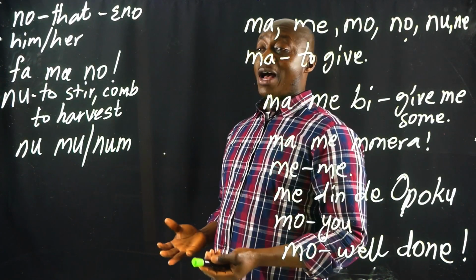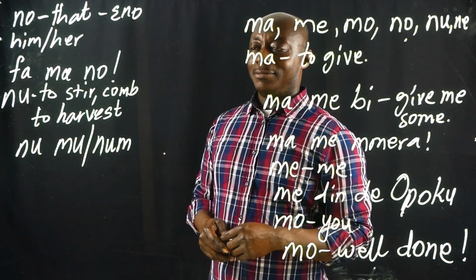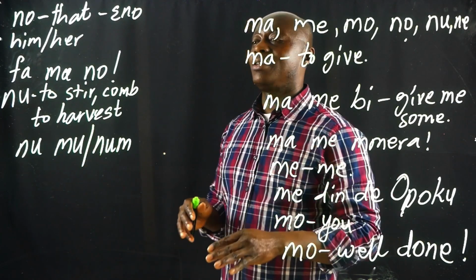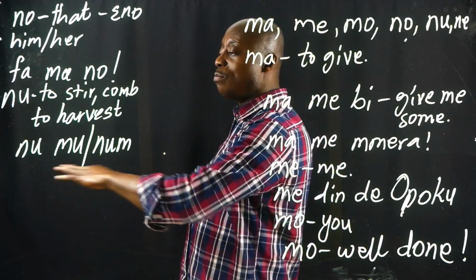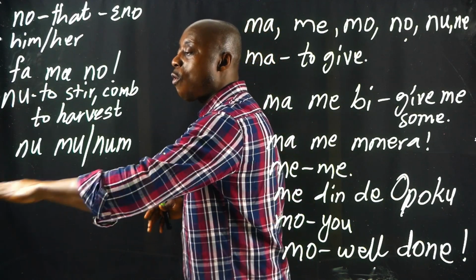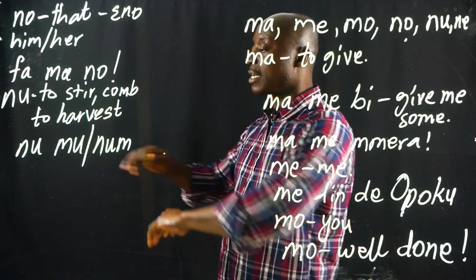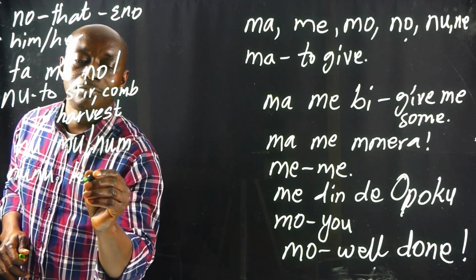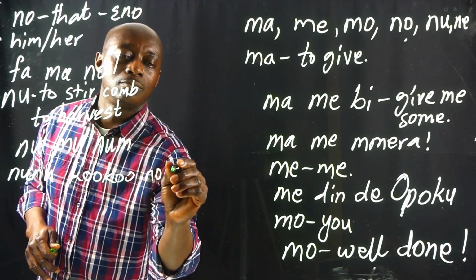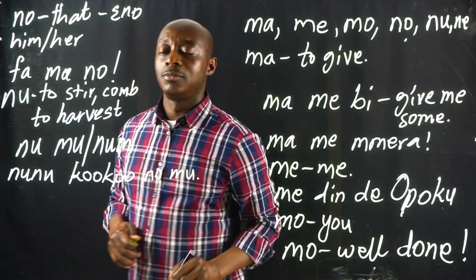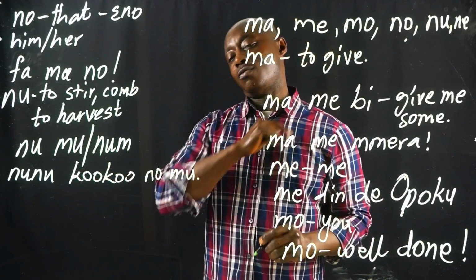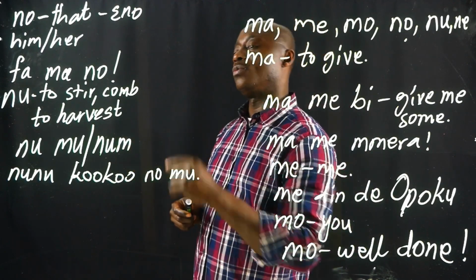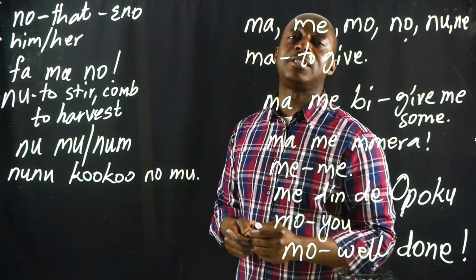And if you have cocoa on a mat we also stir it so that it will dry very fast. That one too, we say num or nunukoko numu. That means stir the cocoa beans. Nunukoko numu. That means stir the cocoa beans. So nu means to stir something.